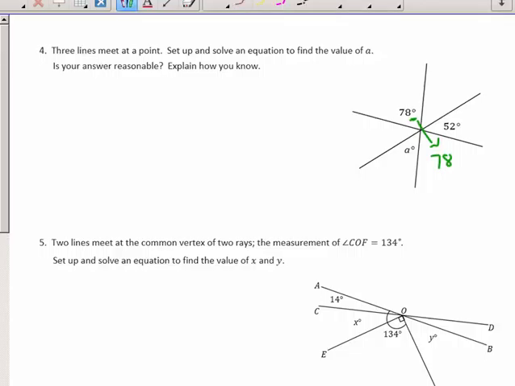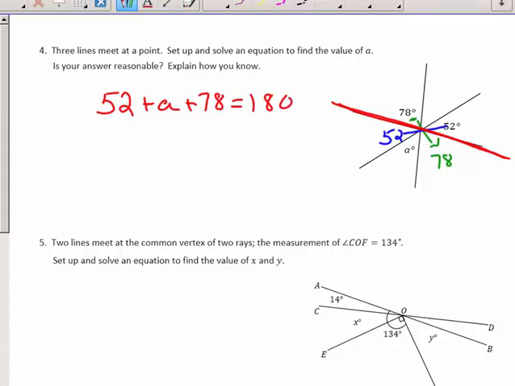I know that this angle is 52, and right across this angle is 52. Now, you could go all the way around a point, or if you notice, 52, A, and 78 make a straight line. A straight line is 180 degrees. So I'm going to save myself some work and deal with smaller numbers. So I know that 52 plus A plus 78 has to equal 180 degrees. I'm going to add these together, combine my like terms.